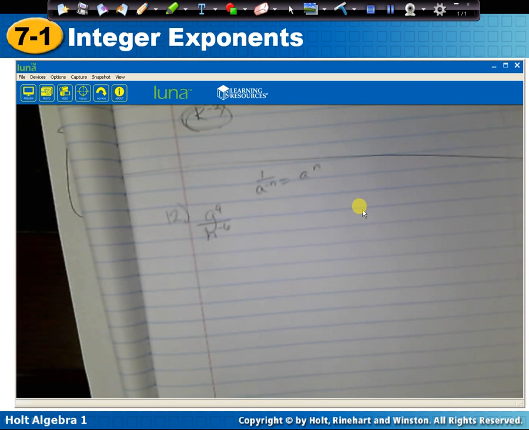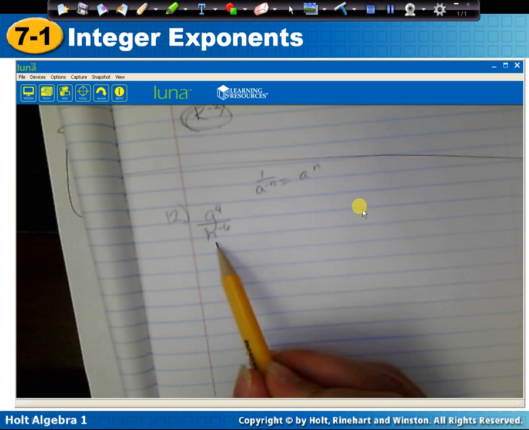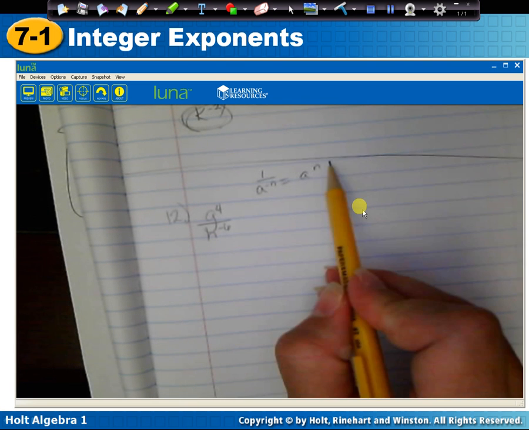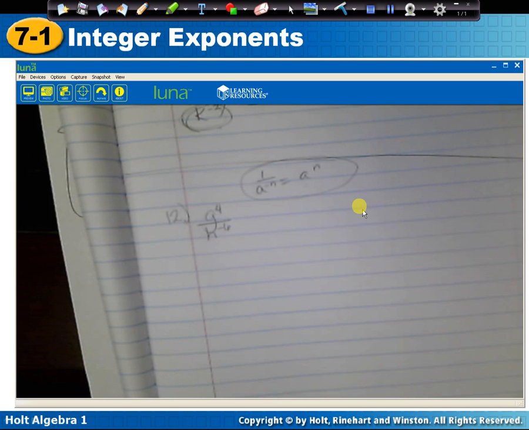I want you to try this one on your own. It's very similar to the ones that we've just done, the last few examples that you've seen. You have g to the fourth over h to the negative 6, and again, your property is 1 over a to the negative n equals a to the n. Just be mindful that the negative exponent only affects the variable that it actually goes with.